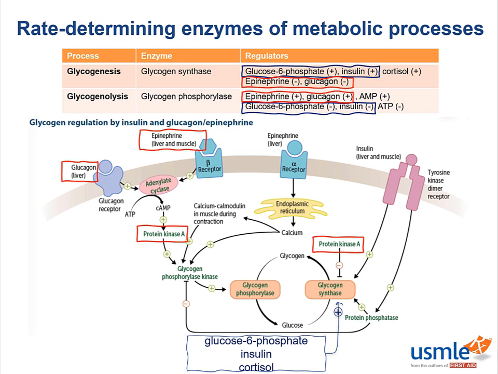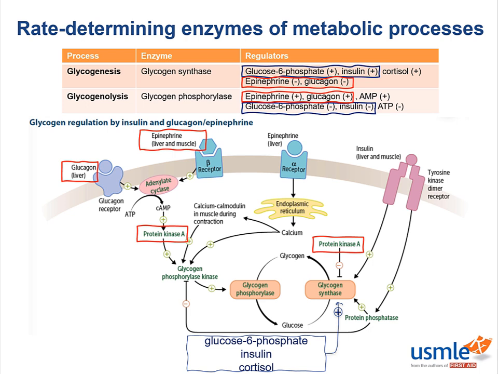Now, one quick tie-in here is that in stressful situations, you want plenty of glucose available for the body to use. This is why epinephrine leads to the inhibition of glycogen synthesis and stimulates glycogenolysis.